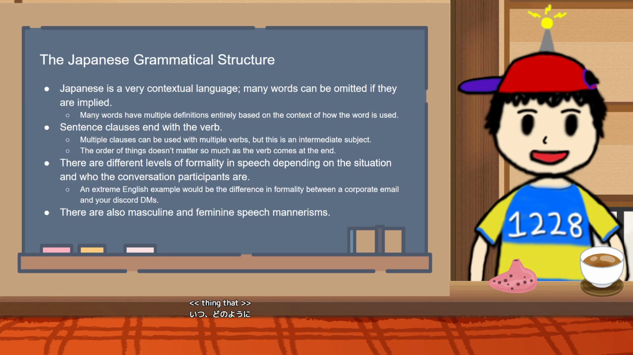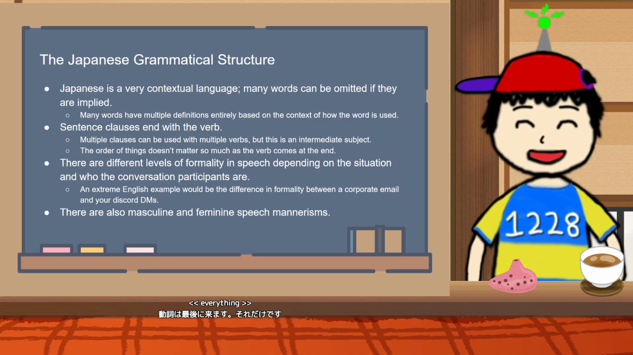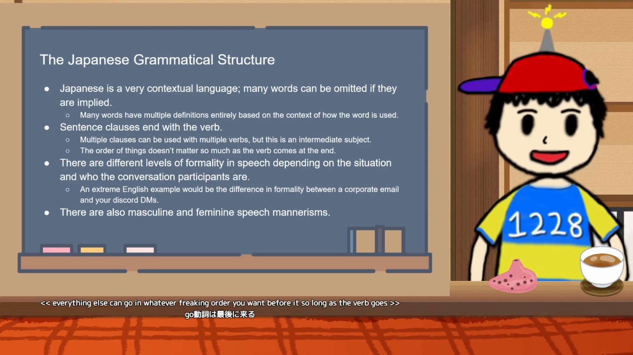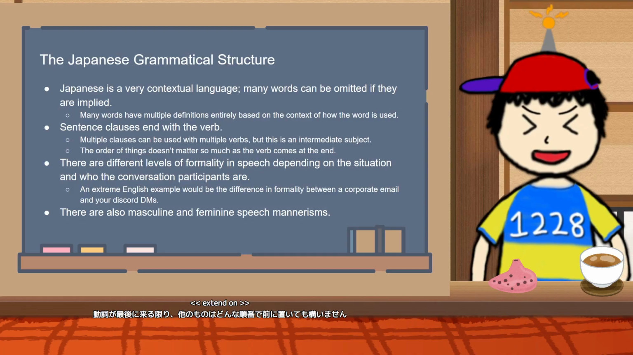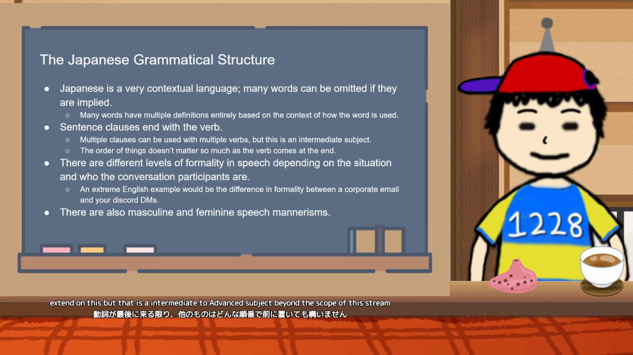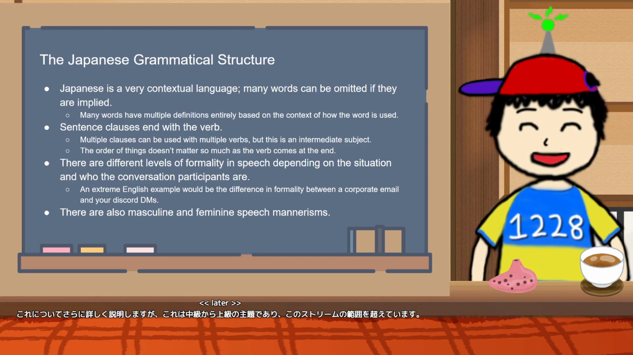Another thing that is particular to Japanese is that every sentence clause ends with the verb. The verb goes at the end. If there's one rule that you have to remember about the Japanese language, verb goes at the end. That's it. That's the code. Verb at the end. Done. Everything else can go in whatever order you want before it, so long as the verb goes at the end. You can extend on this, but that is an intermediate to advanced subject beyond the scope of this stream. I'll show an example later. Don't worry.